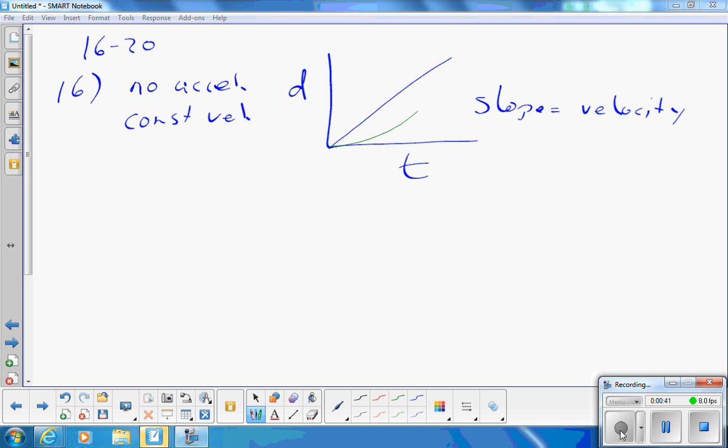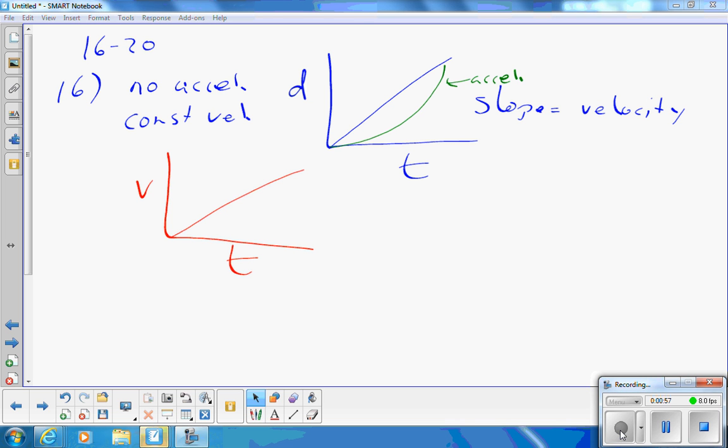Choice B looks like that. That has a slope getting steeper and steeper and steeper. This guy is accelerating. The second two graphs are velocity versus time. Let's look at why those are wrong. V versus T: choice C has a velocity that's constantly going faster and faster and faster. That's accelerating. And choice D is just pure craziness. That shows a velocity that's getting bigger at an increasing rate.